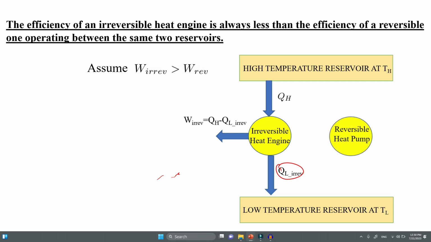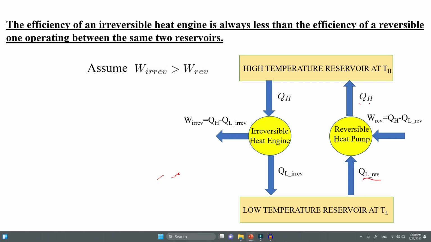And then you have a reversible heat pump. It takes in heat QL reversible and rejects QH. A reversible heat pump means this Carnot engine can be reversed to work as a refrigerator. That is what we mean by a reversible engine: it can simply be reversed without any change in the surroundings. So this works by taking in QL reversible and rejecting QH, taking in a work of QH minus QL reversible. This is how a reversible heat pump works.